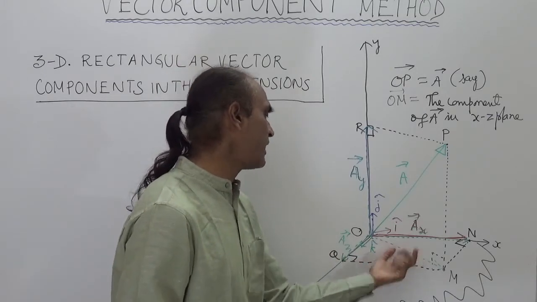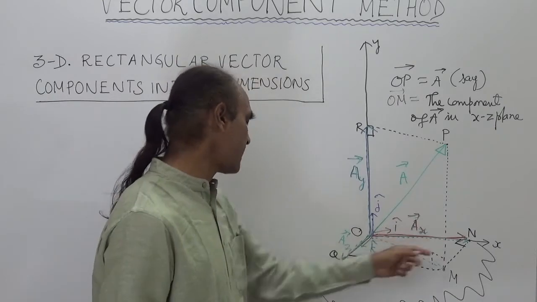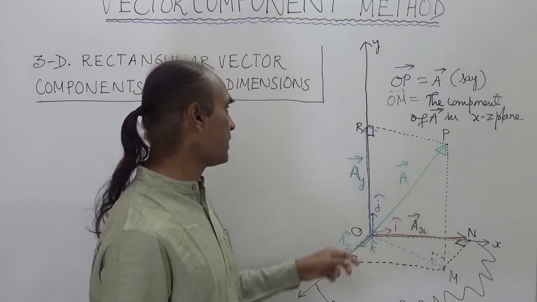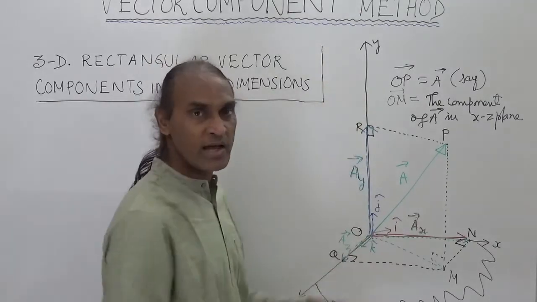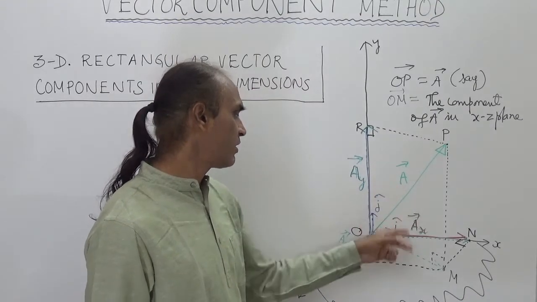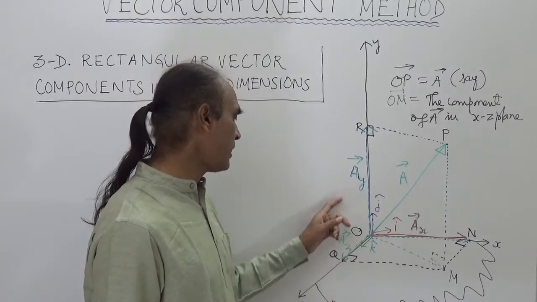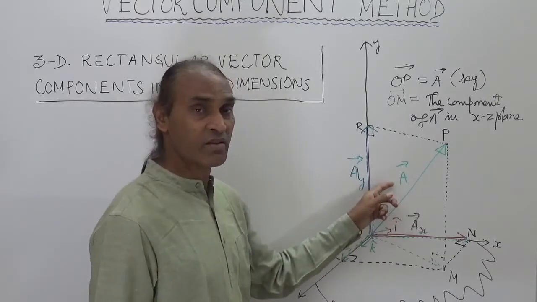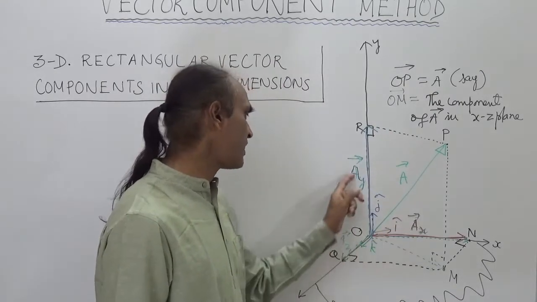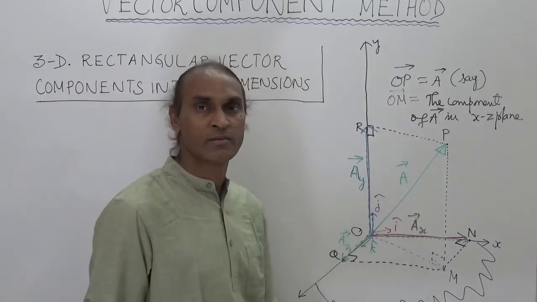Component of this vector, that is x and z along the x and z axes respectively, and dropping another perpendicular on the y axis, we can get the y component directly. So in this way, we can get the components of the vector along the three axes. So ax, ay, and az are the components of the vector A. Therefore, vector A is the resultant of these three vectors, or the vector sum of these three vectors.